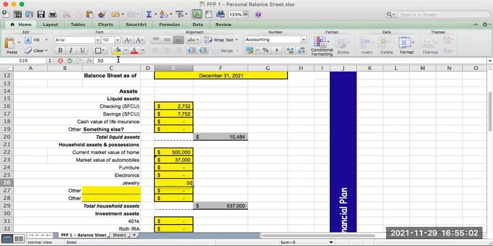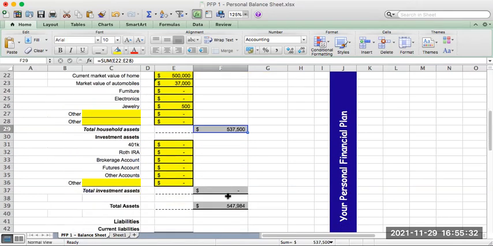Jewelry, I'll put $500 in here. I don't really wear rings or watches or anything like that. And if you have something else in there, maybe other appliances or something of value, if it's over $500 or $1,000, you might want to throw that in there. So the household assets, this gray one, this sums up all of these, right? So you enter what's in the yellow, and then it automatically sums up here in the gray.